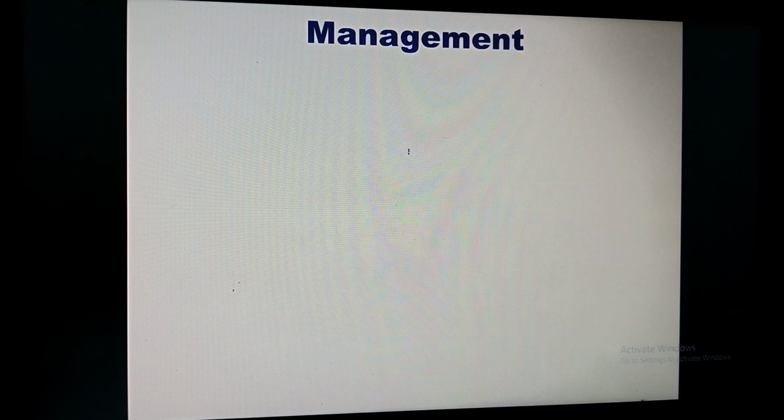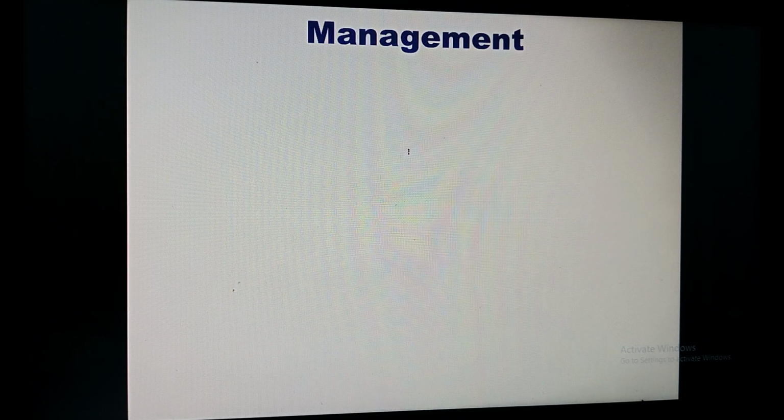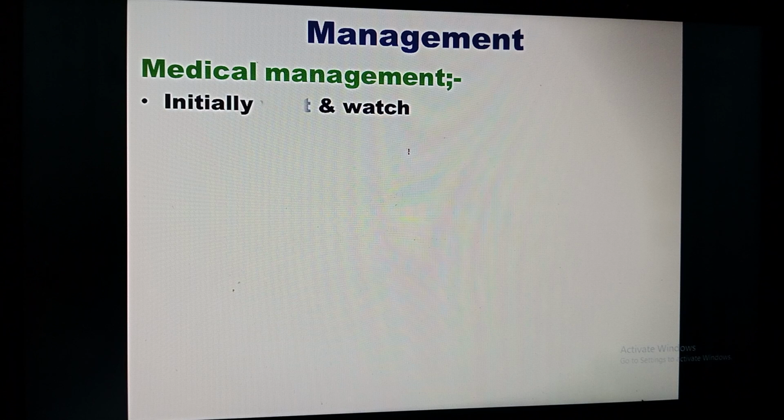Now, treatment for an ovarian cyst. Through all these diagnostic tests, when they come to know there is an ovarian cyst, the management is medical management, surgical management, as well as nursing management. In medical management, if the cyst is small in size and not giving major symptoms, it's wait and watch, because initially by itself it may dissolve and go.